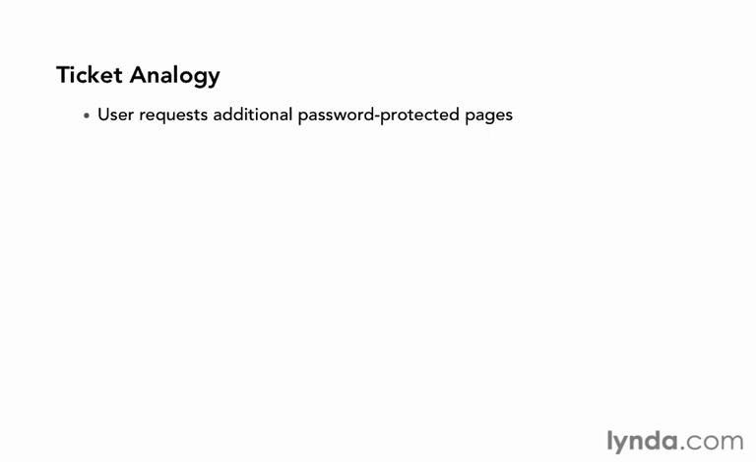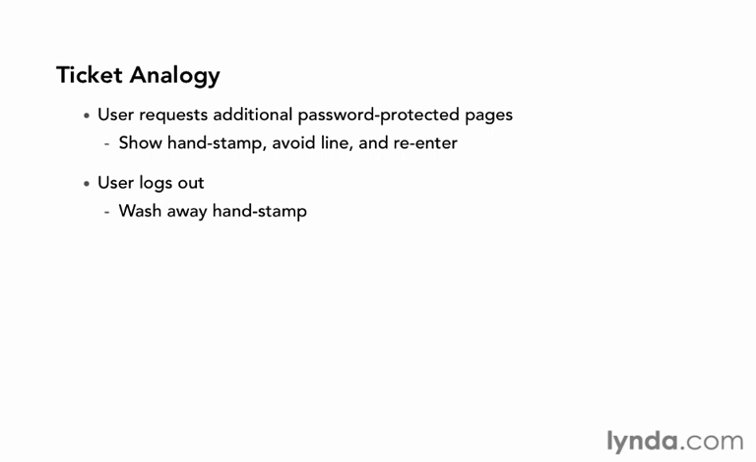When the user requests additional password protected pages, well, that's like showing your hand stamp. You can avoid the line, you can simply just re-enter because we know that because you have that stamp or a wristband, we know you're allowed to be there. And last of all, when a user logs out, that's like washing away the hand stamp. It essentially says at that point, you're no longer allowed to be in the event. You need a new ticket to get back in. You need to start the process over again. So I think that analogy can be helpful to hold the concept in your head.